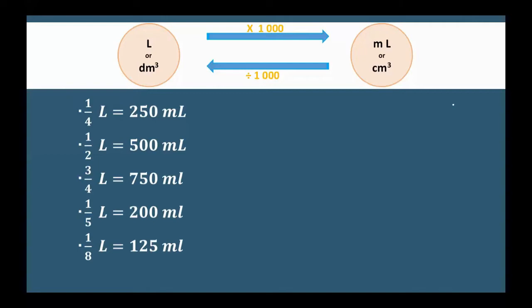And before we start solving, you must remember these values. Quarter of a liter equals 250 milliliter. Half of a liter, 500 milliliter. 3/4, 750 milliliter. And we have two new values here. 1/5 liter equals 200 milliliter. And 1/8 of a liter equals 125 milliliter.